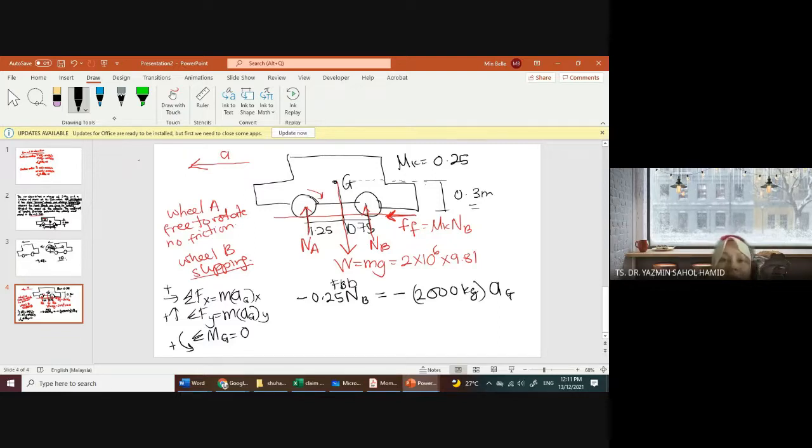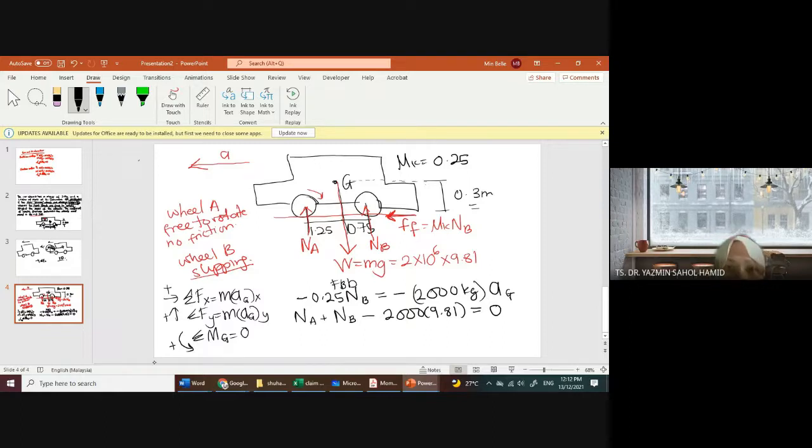Okay. FY pula. Arah FY kita ada apa? Positif. Kita ada NA. Kita ada NB, betul tak? Apa lagi yang kita ada? Kita ada weight. So weight tu adalah 2000 kali 9.81 lah. Okey, nanti semua dalam kilo lah nanti. Okey, equals to kosong.